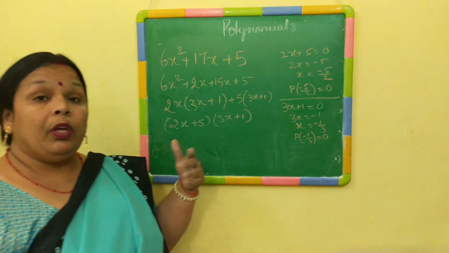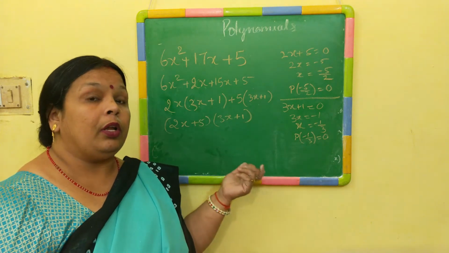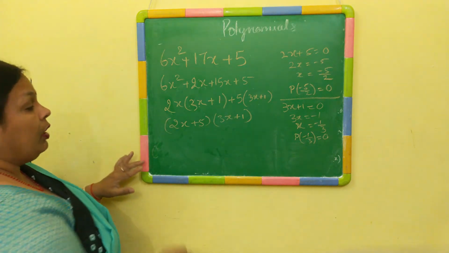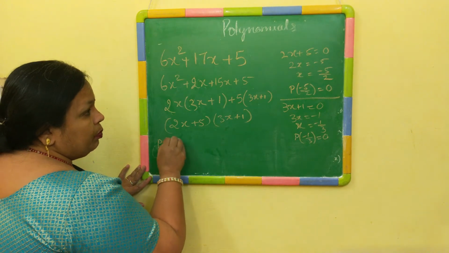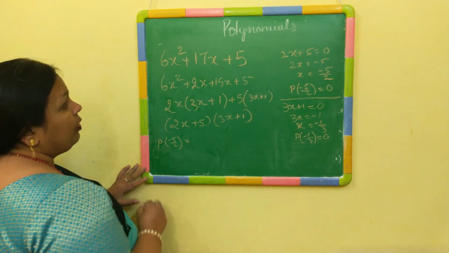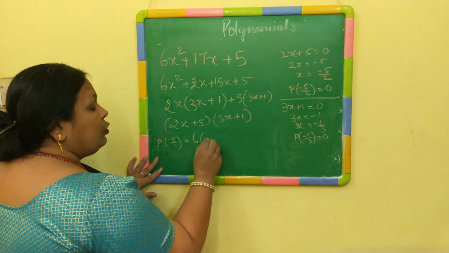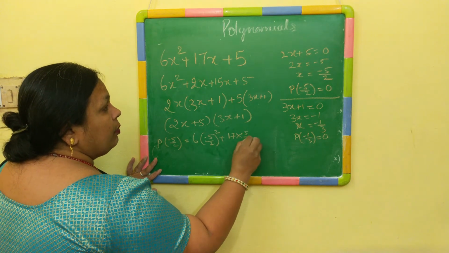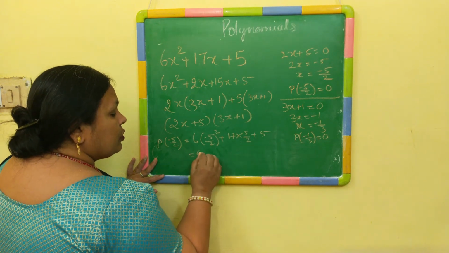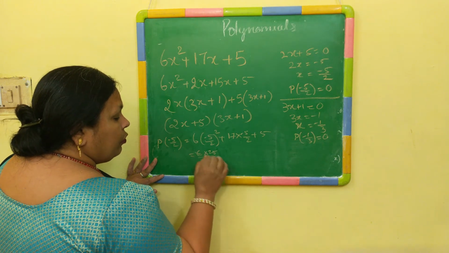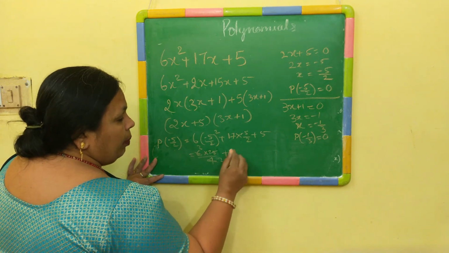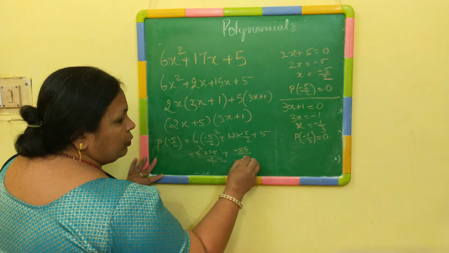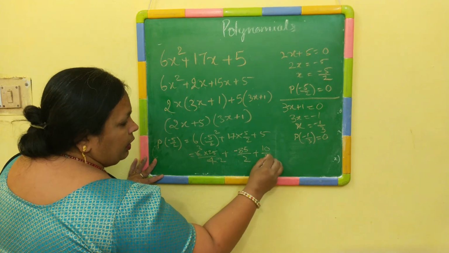In other cases, we will check for which particular number the remainder is going to be 0. Clear? Now, we will quickly check the values. If the value for this is P of minus 5 by 2, we will be substituting here: 6 into minus 5 by 2 whole square plus 17 into minus 5 by 2 plus 5 will give you 6 into 25 by 4, which when cancelled, this is 2, this is 3. Plus, this will become 17 into minus 5, which is minus 85 by 2. Plus, this will become 10 by 2.